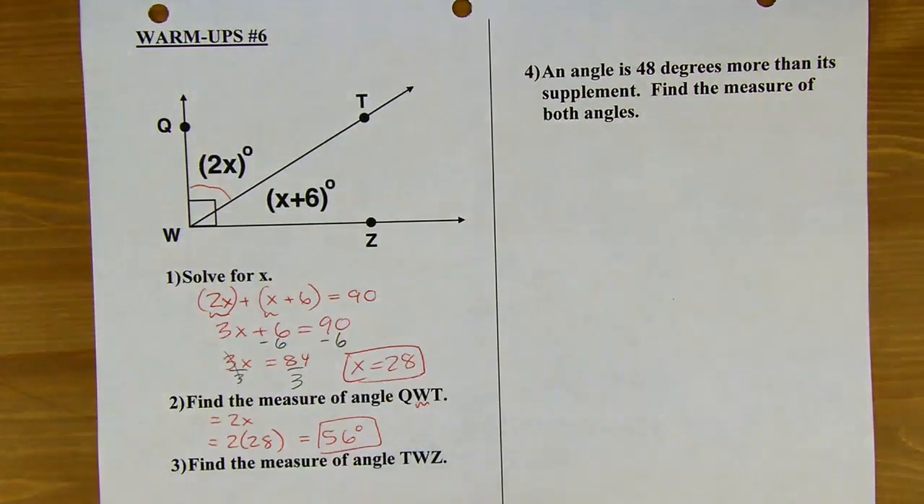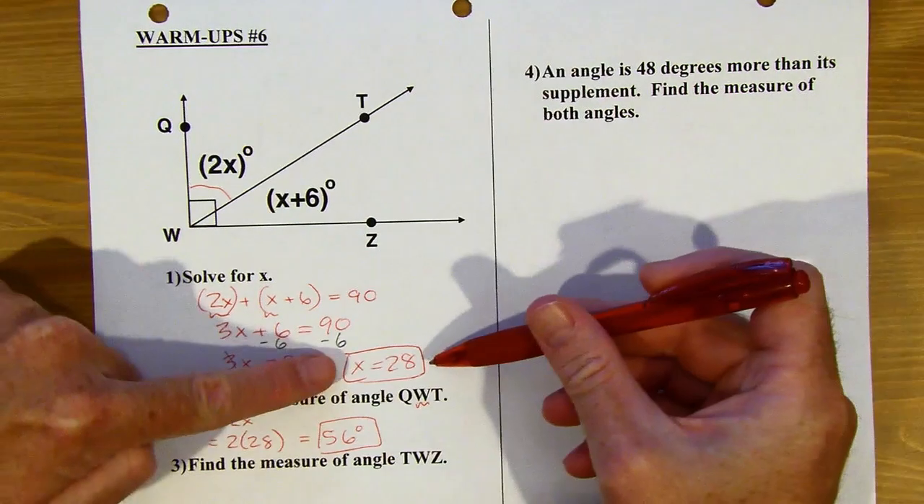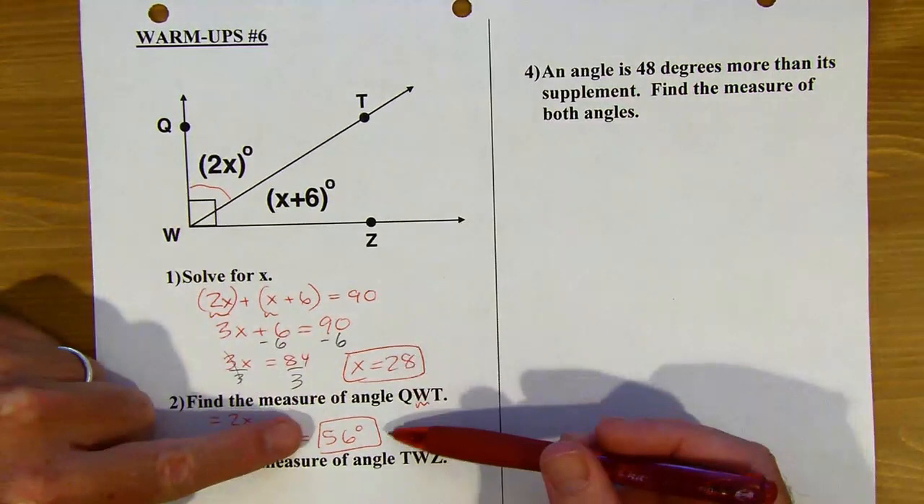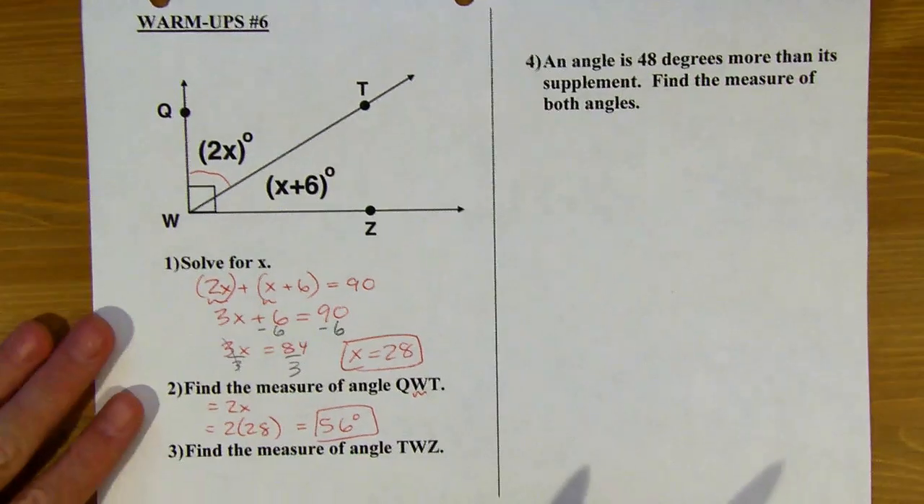It's 56 degrees, right? This is just x. It's just the value of x that you would plug in. But here I'm saying the measure of an angle. That's why I have the degree symbol there, okay?